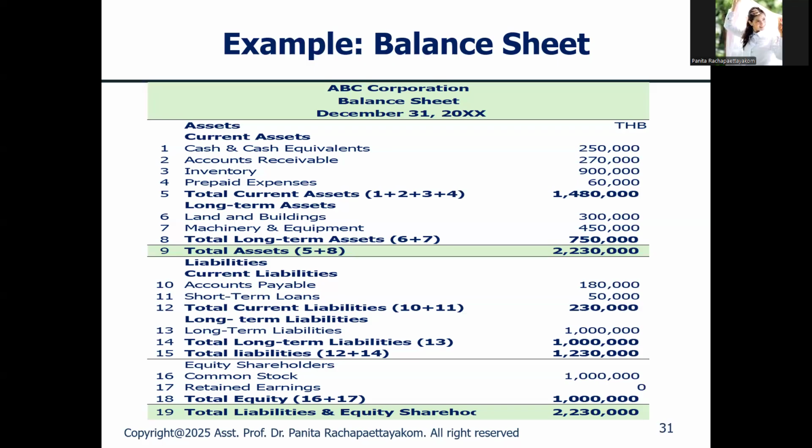Finally, you sum up the total liabilities and equity. You will get the total liabilities and equity as row number 18 at 2.23 million Thai baht, which equals the total asset that is 2.23 million Thai baht as well.